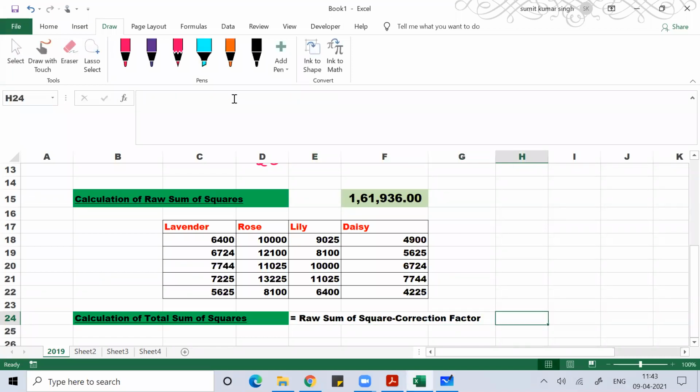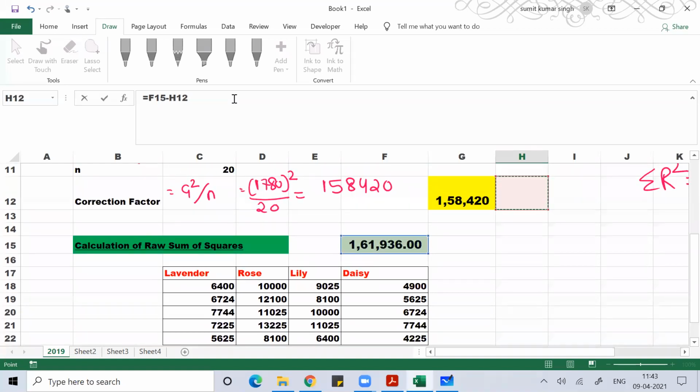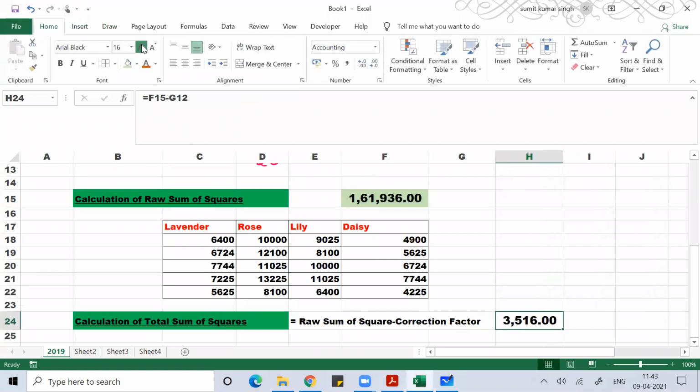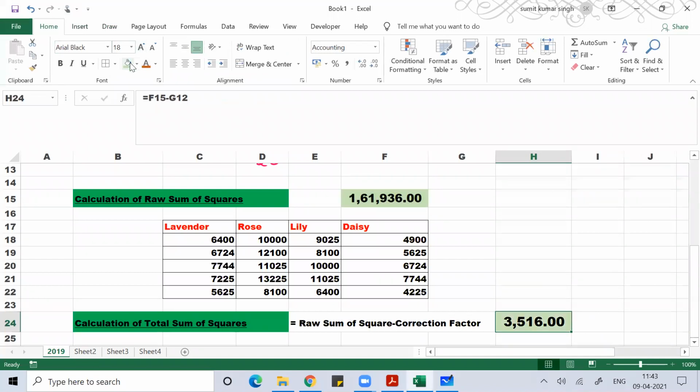So what is raw sum of square? Raw sum of square is this. This is your raw sum of square minus correction factor. What is your correction factor, guys? This is your correction factor. So you subtract, and you will get the total sum of square. Clear? So your total sum of square is the raw sum of square minus correction factor, which we have discussed in the last class also.